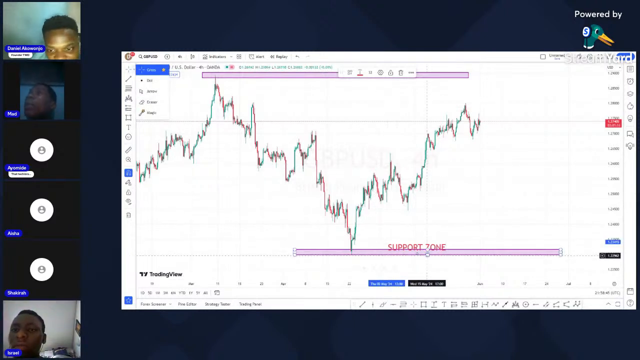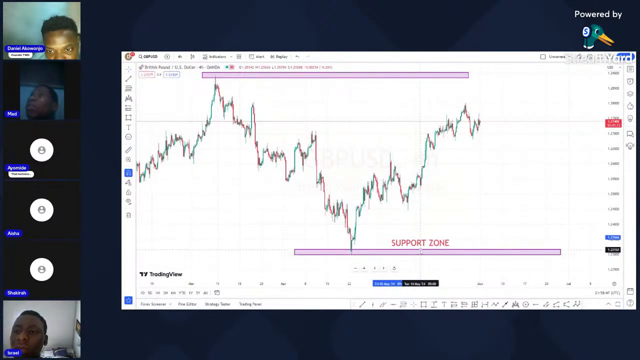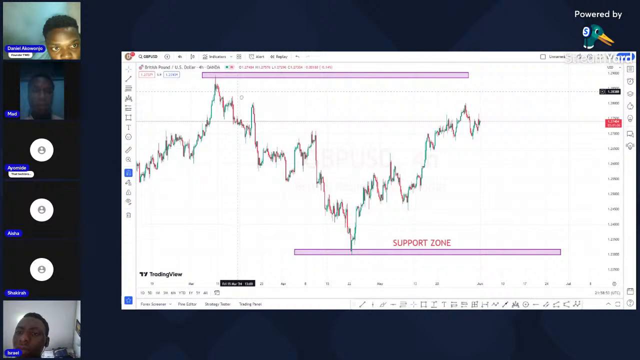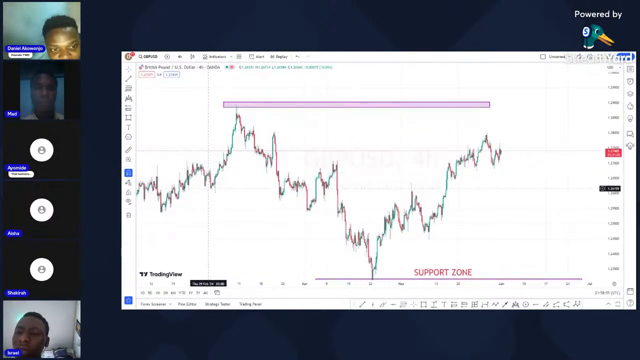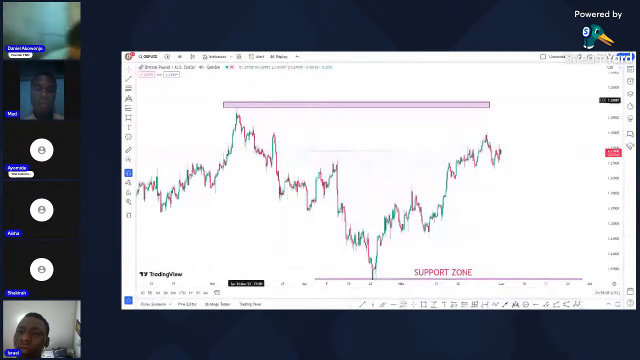Price has changed from selling to buying. So when price changes from buying to selling, what do you say? What will you call that?